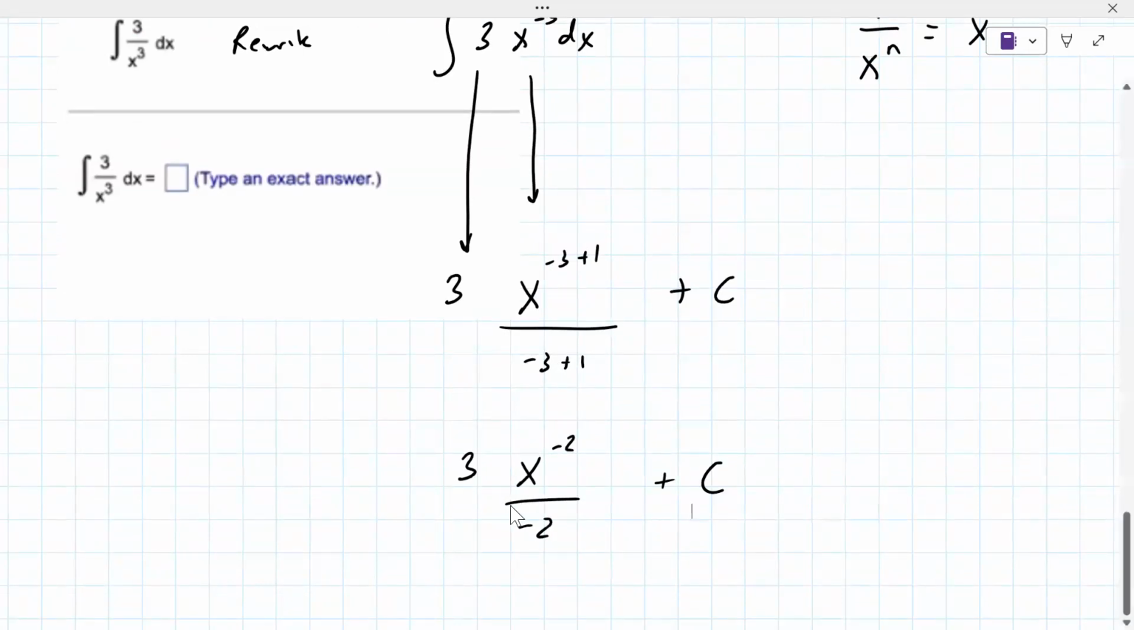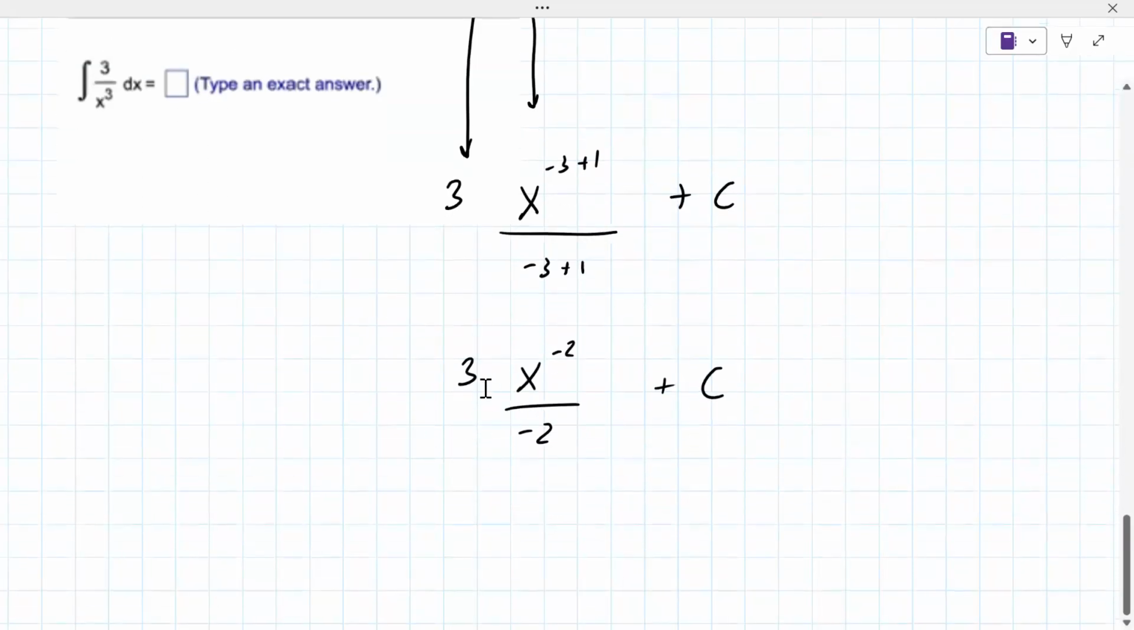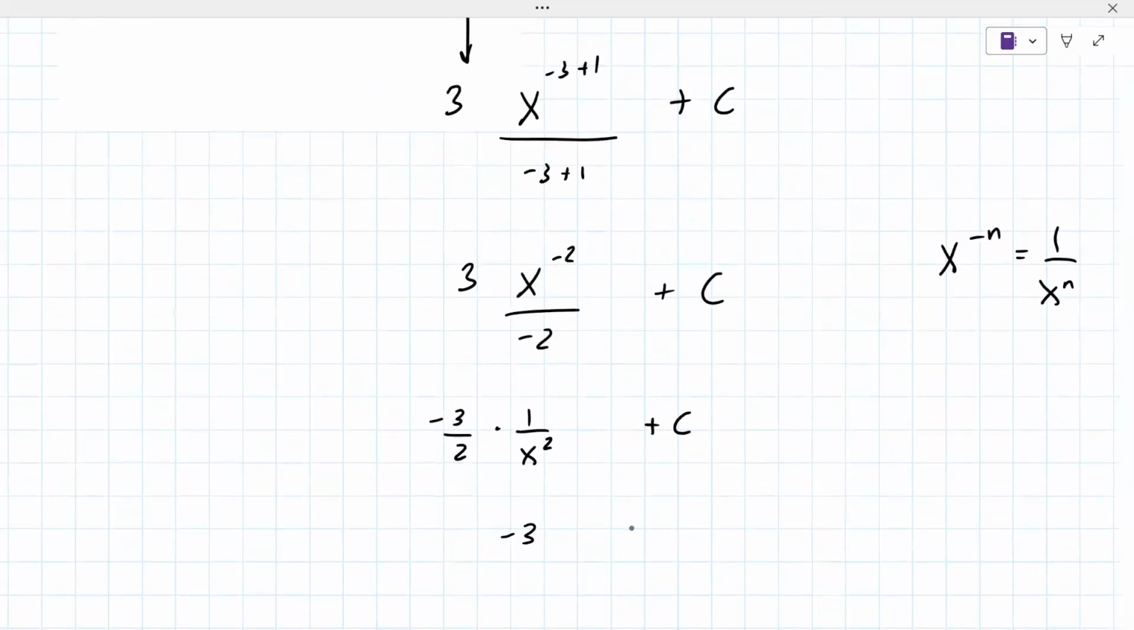Okay. So now I believe Pearson will accept this, but let's clean it up a little bit. So the 3 over negative 2 becomes negative 3 over 2. And x to the negative n becomes 1 over x to the n. So this is times 1 over x squared plus c. So the preferred answer here is minus 3 over 2x squared plus c, like that.